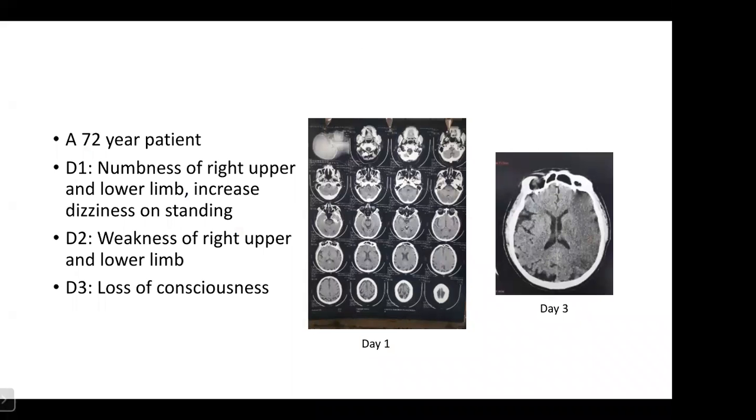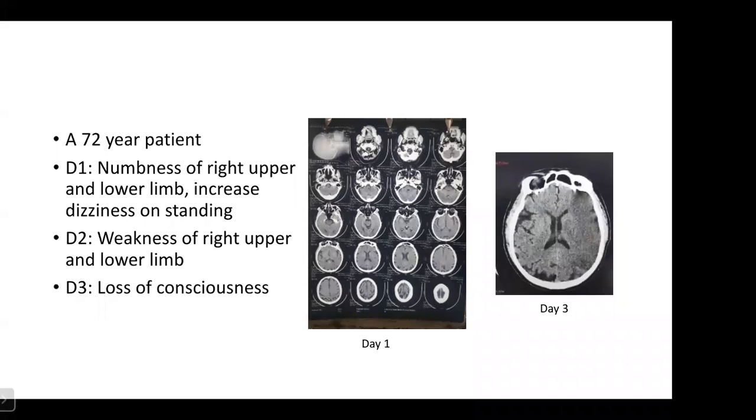In this slide, I want to show a 70-year-old patient who presented in the emergency room on day one with numbness of the lower limb and increased dizziness on standing, nothing other than this. The CT scan of day one looks normal. But the same patient on day two presented with weakness of the right upper and lower limb. And on day three, there is loss of consciousness. Then we became aware. And finally, another CT scan was done.